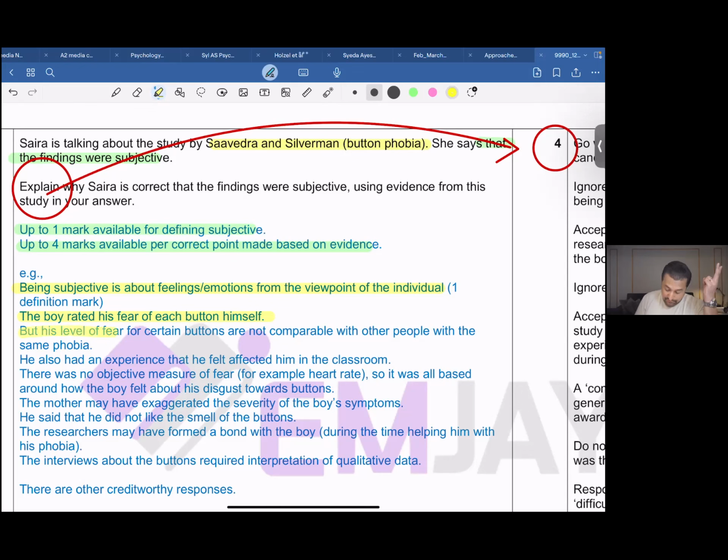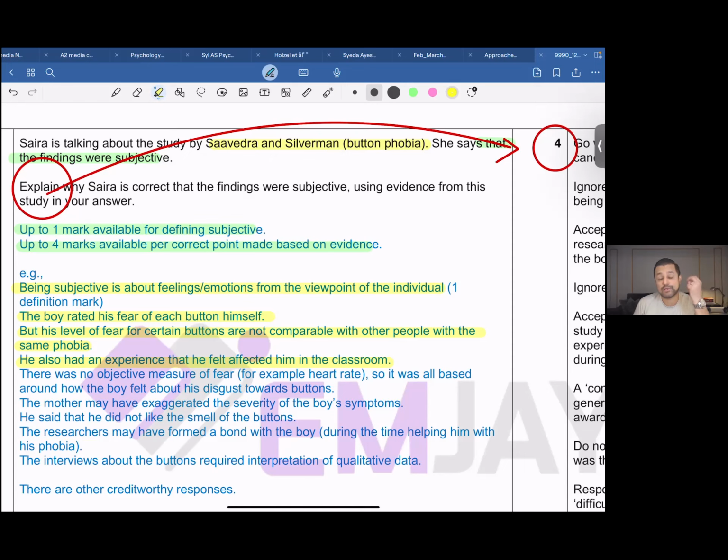But his level of fear for certain buttons are not comparable with other people with the same phobia. This is how he's scoring the 3rd mark. He also had an experience that he felt affected him in the classroom. Now, these could be the points that you could possibly use in questions like these, where you're getting a single mark per correct point. I think after practicing a few questions, you would understand what sort of questions they are.